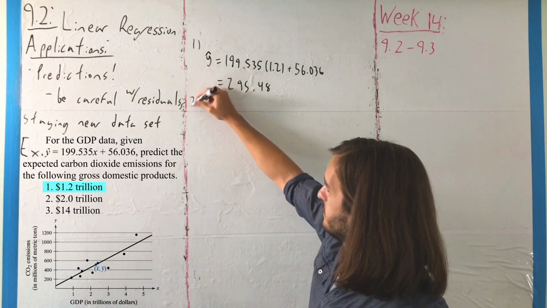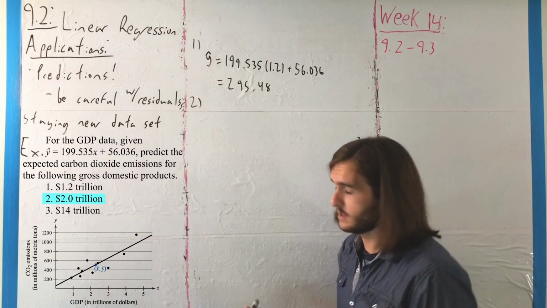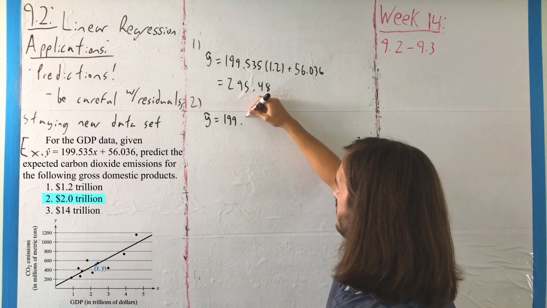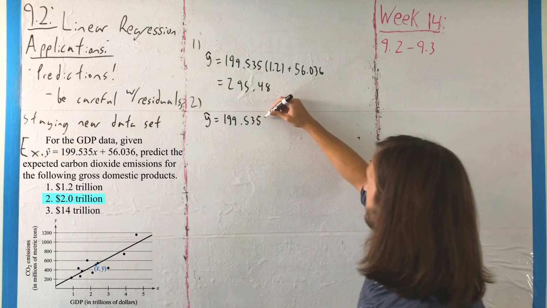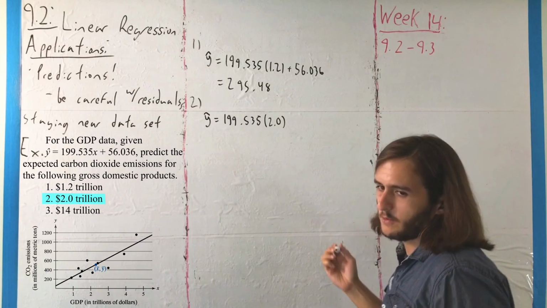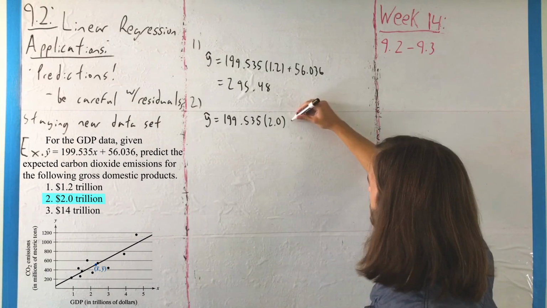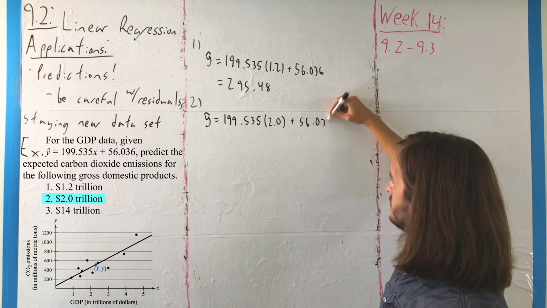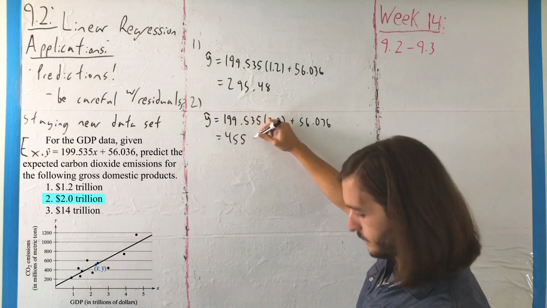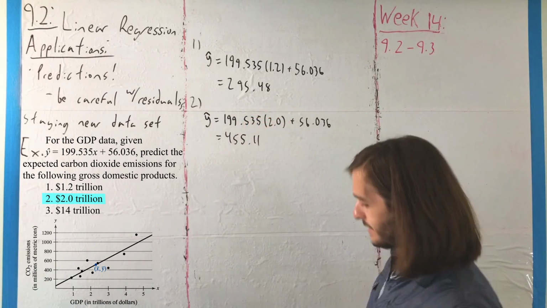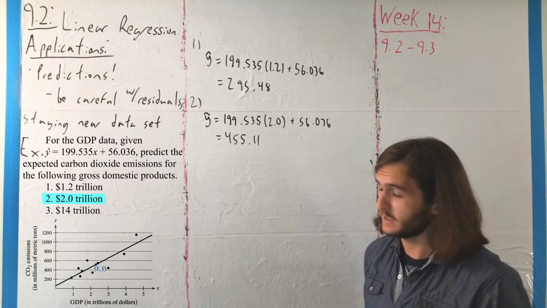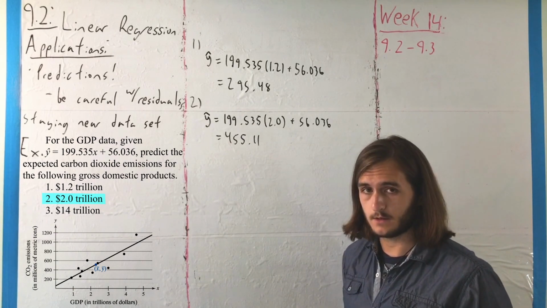Next, for that second case, we're going to do the same thing. We're going to get a predicted value y hat by plugging into that 199.535x plus 56.036, a value of x equals 2.0. You don't need to put in the 0.0, but hey, it's good to be sure. And as a result, when we make this computation, we're going to end up with a predicted value of 455.11 million metric tons of CO2. That's the expectation there based on our model.